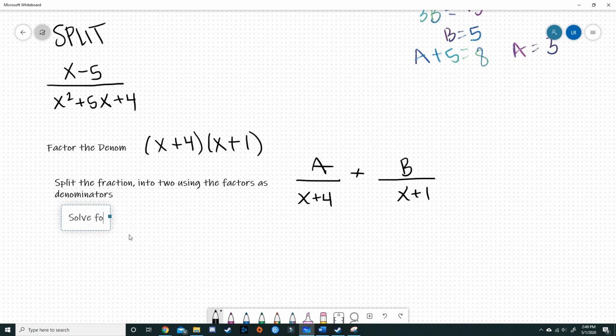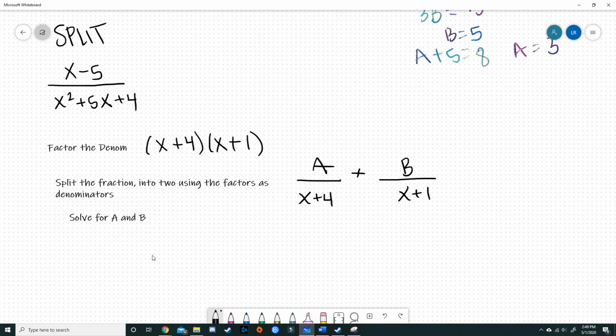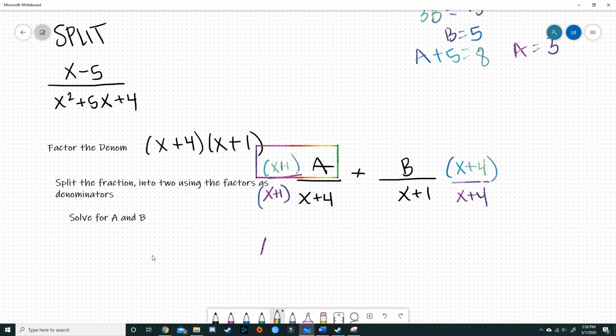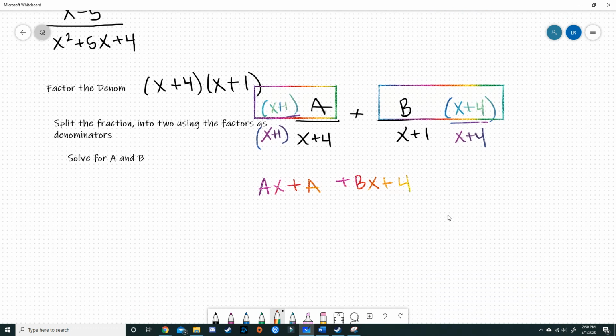Step 3, solve for a and b. So what we need to do is get our common denominator. So we're going to multiply the left by x plus 1 over x plus 1. That's just a clever version of 1 because x plus 1 over x plus 1 is just 1. We're going to multiply this side by x plus 4 over x plus 4. Really, we don't care about the denominator at all. We just care about our numerator. So let's actually FOIL this or distribute this, and we get ax plus a, and we get bx plus 4.